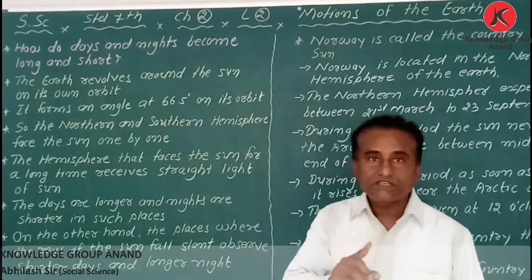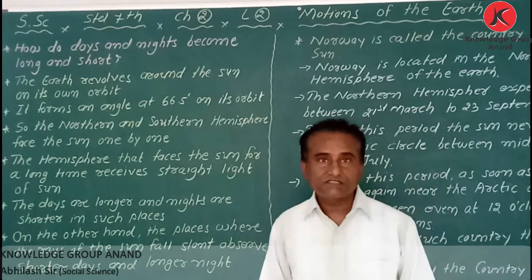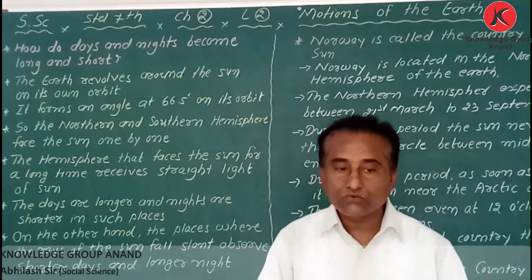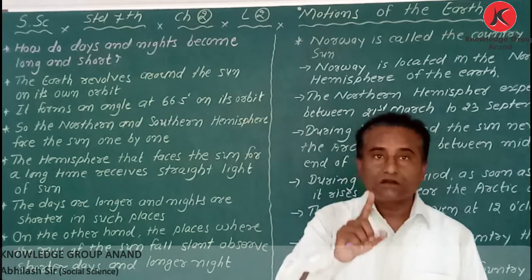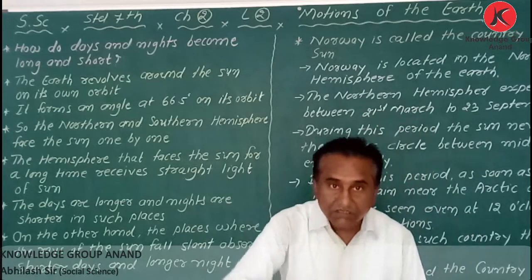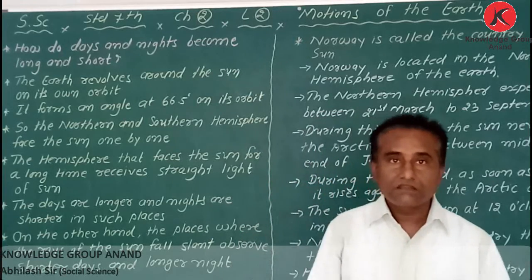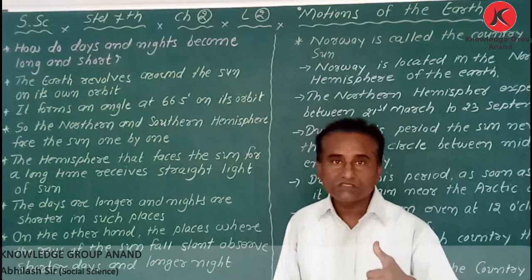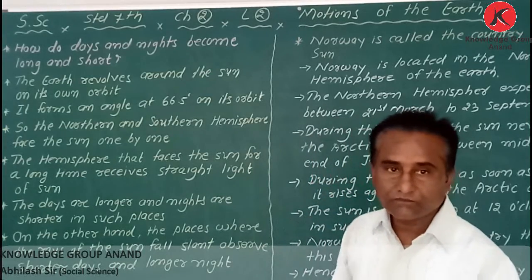The Earth takes 24 hours to complete one circle on its own axis, that is called a day, and this is rotation. The Earth takes 365 days to complete one circle around the sun, that is called revolution.